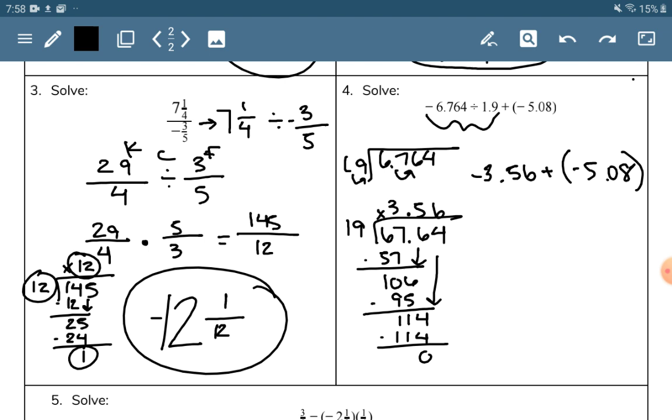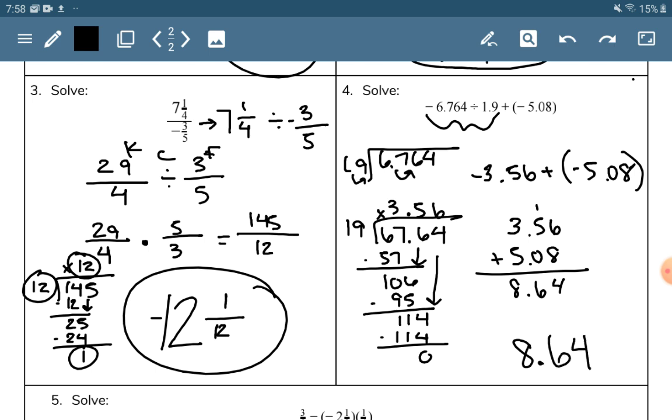So when I read this problem, I have negative 3.56 plus negative 5.08. Since I said plus, I do not need to rewrite it. I just need to look at my signs. In this problem, my signs are the same, therefore I'm going to add them. So I am going to line up my decimals when I add. And I'm going to add straight down. And I get 8.64. And I look back at my original problem to think about my sign.